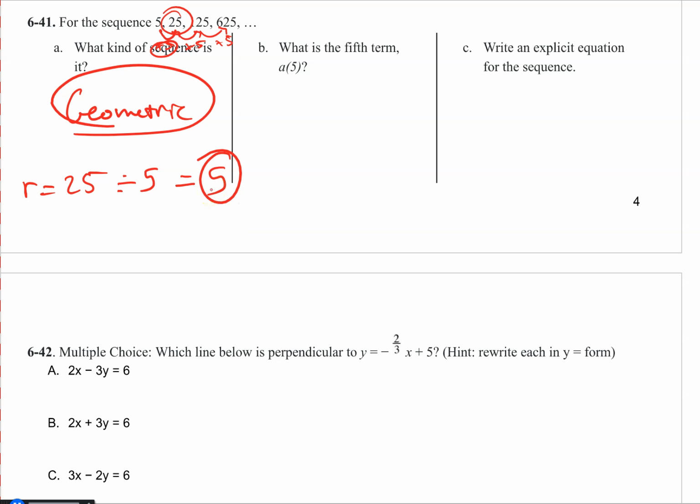You have the common ratio. To get an explicit equation, you also need the 0 term. So instead of multiplying by 5, I'll divide by 5 to go backwards. And 5 divided by 5 is 1. So the 0th term is 1. The multiplier is 5. That should help you write that one, and then figure out what the 5th term is.